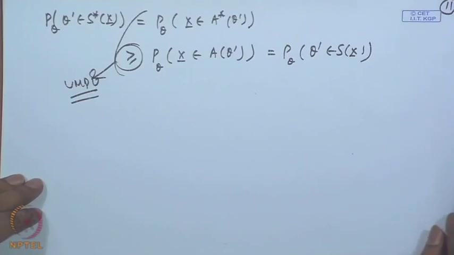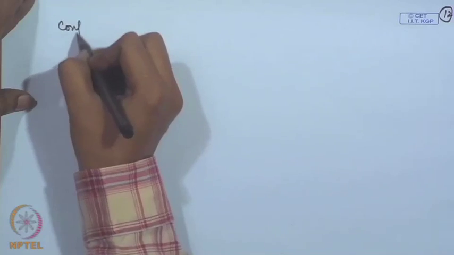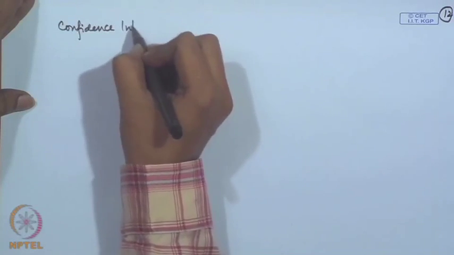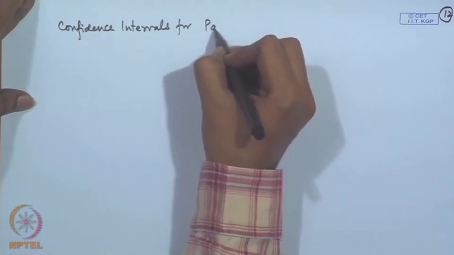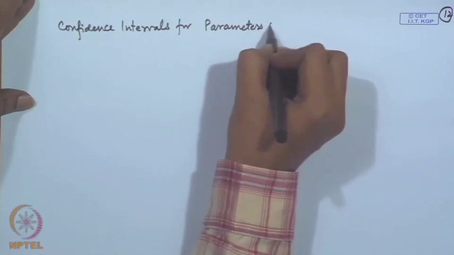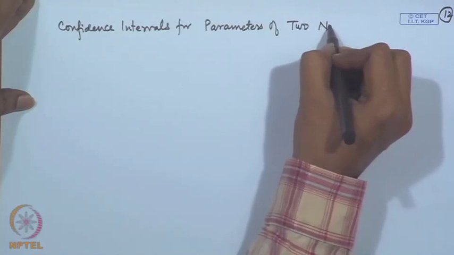Now, I will consider certain confidence intervals for parameters of normal populations. I have already given the confidence intervals for the mean of a normal population, both when the variance is known or unknown, and also for sigma square when the mean is known or unknown. Now, let us consider two sample problems: confidence intervals for parameters of two normal populations.